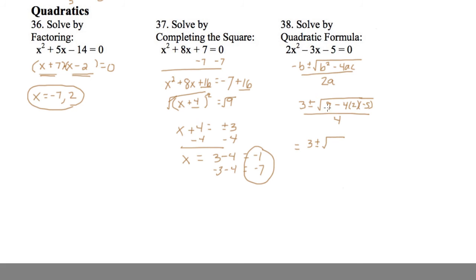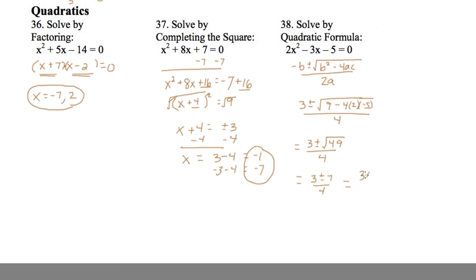I put this into my calculator. 9 minus 4 times 2 times negative 5, but let's see, let's do it without. Negative 4 times 2 is negative 8, times negative 5 is positive, let's see, I lost my train of thought. 8 times 5, 40, so positive 40, 9 plus 40 is 49, so this is 49. Square root of 49 is 7, so I've got 3 plus or minus 7 over 4.